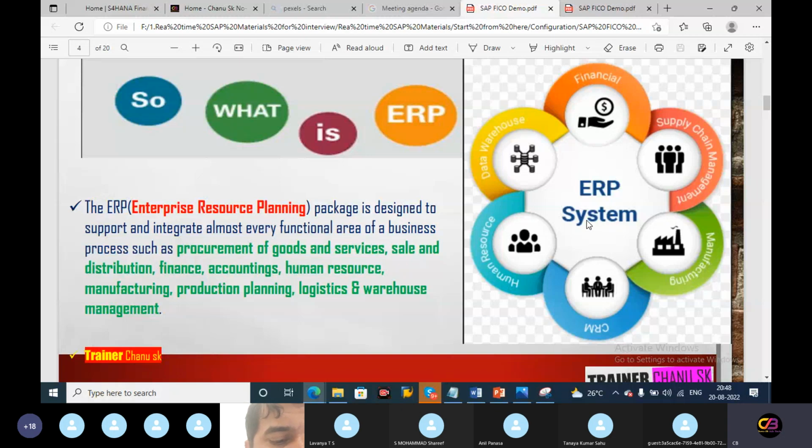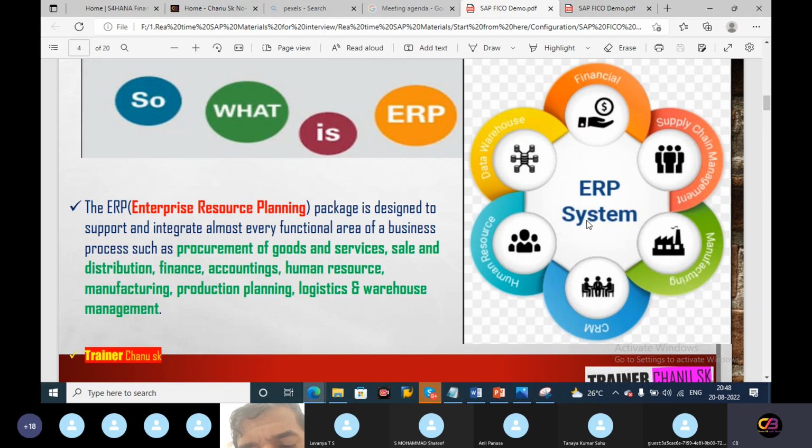And why SAP? There are so many ERPs available in the market. Some of the important ERP software are QuickBooks, which is one of the best ERPs, and PeopleSoft. The topmost competitor for SAP is Oracle, then JD Edwards, Microsoft Dynamics, QuickBooks, Sage. These are all ERPs. But why SAP? Why not Oracle or JD Edwards? Why are customers preferring SAP more?